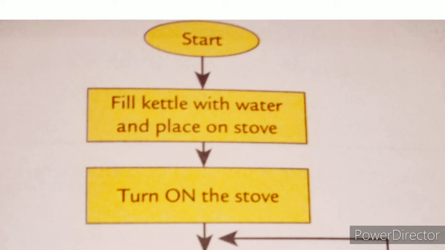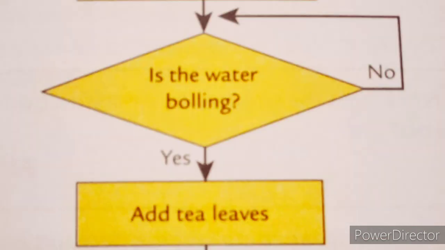After this is the processing. So that's why for processing we have to use rectangle. After that next step will be turn on the stove. After that, next step is, is the water boiling? It has two answers. Either water is boiling or water is not boiling. So depending on that we have to take decision.